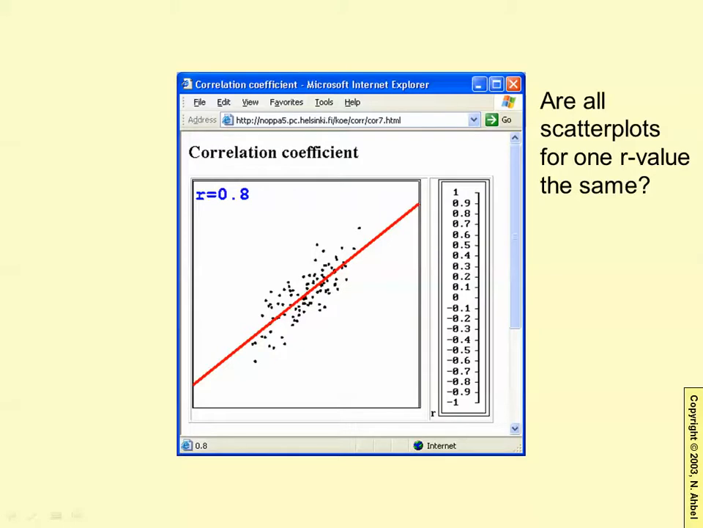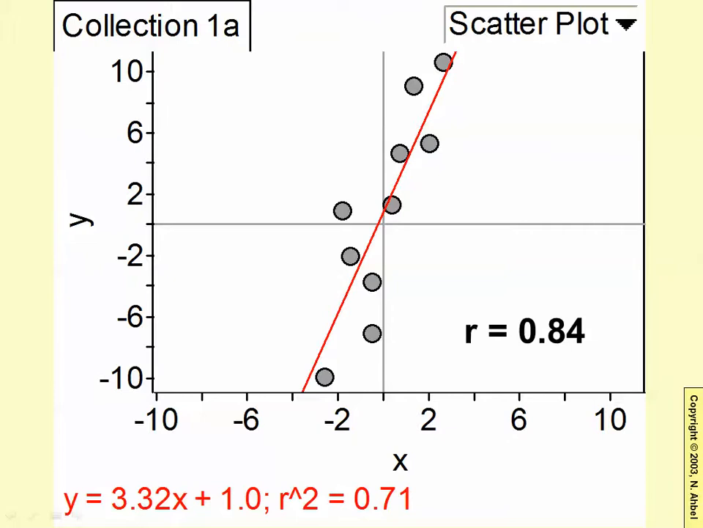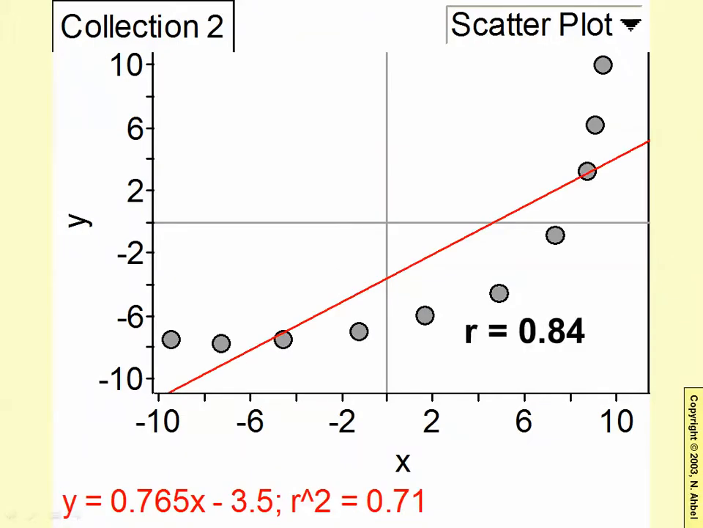Are all scatter plots for one r value the same? Definitely not. Here are a series of situations of scatter plots where the correlation coefficient is 0.84 in every case. One of the things that we can see here is that it looks like maybe there's going to be some sort of exponential relationship.